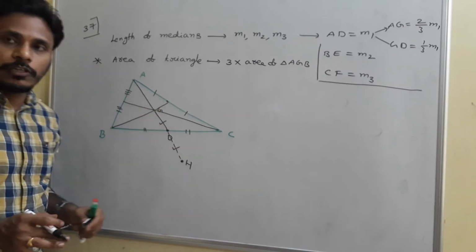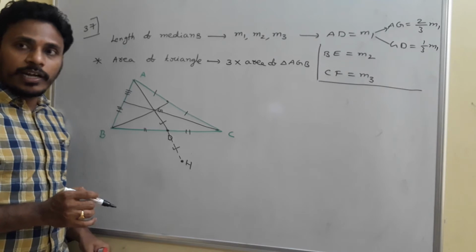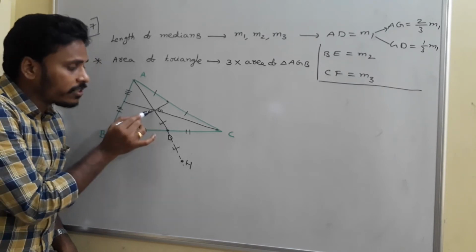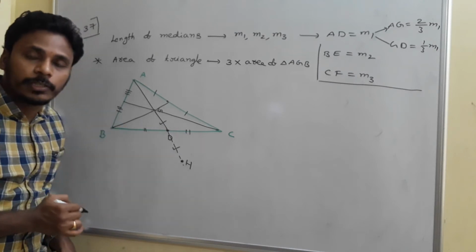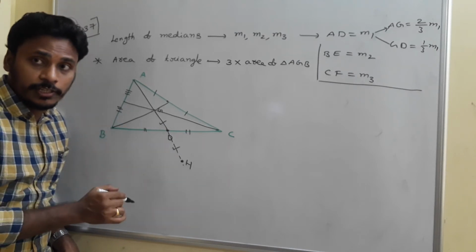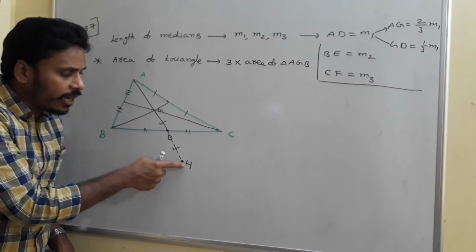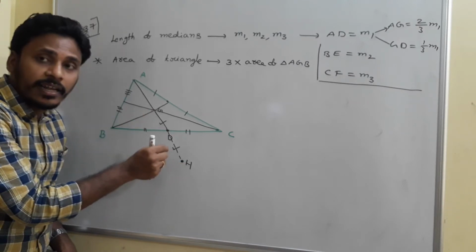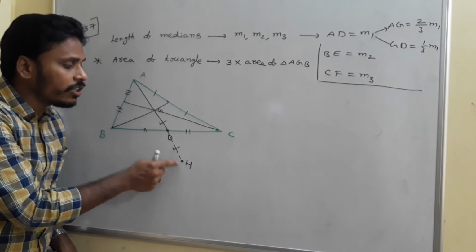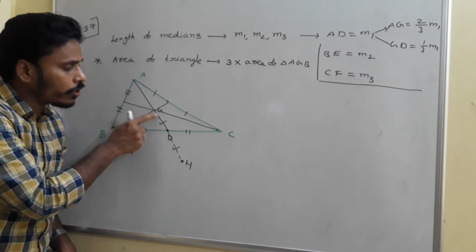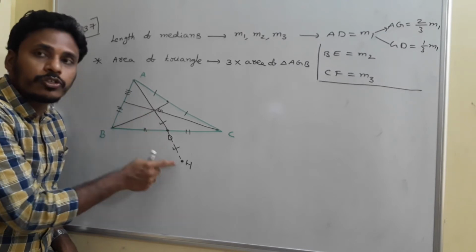This is the construction. What I did is extend GD to H such that GD is equal to DH. With that extension, look there. I located that H such that GD is equal to DH. If you extend it, somewhere you will get H, which is equal to this length. So GD is equal to DH.